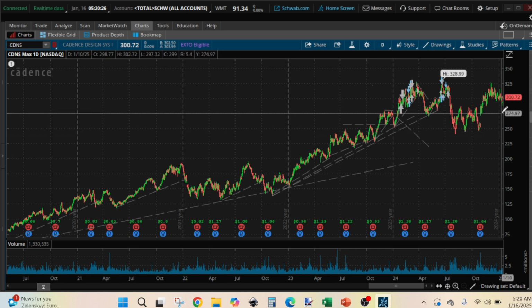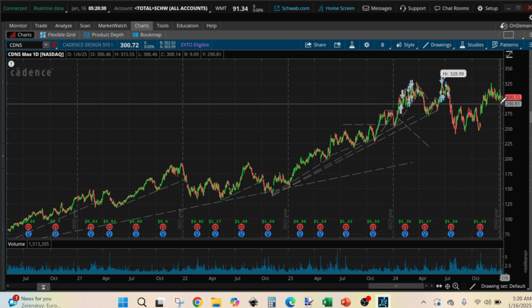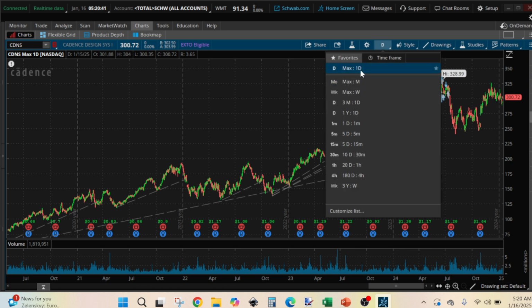If you have an account with Charles Schwab, you will be able to download Thinkorswim for free to your computer to use for chart analysis. As a swing trader, we swing trade on the daily chart. So you can use either the maximum daily chart or the 1 year daily chart.